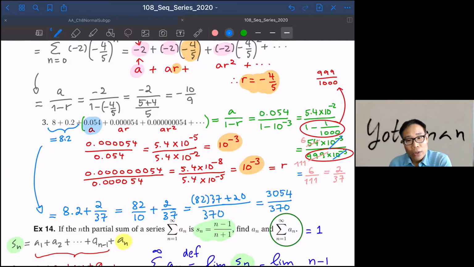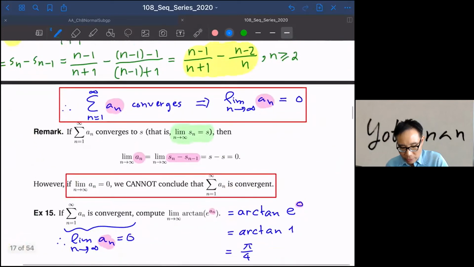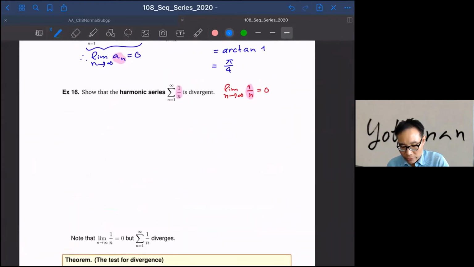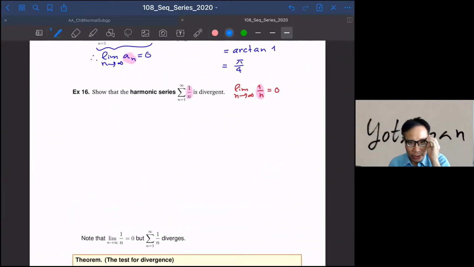Okay. The next thing that we're going to study is the harmonic series. The harmonic series is a series that is divergent. Okay, so that is divergent. The way that we're going to show that it's divergent is to try to find Sn.